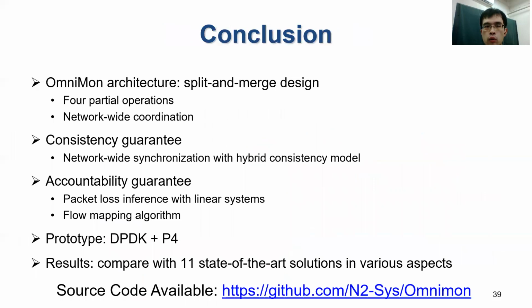To conclude our work, we propose the OmniMon architecture with 2 guarantees on consistency and accountability. And we build a prototype and conduct experiments to compare it with 11 state-of-the-art solutions in various aspects. And our source code is available now. And that's all of my talk.